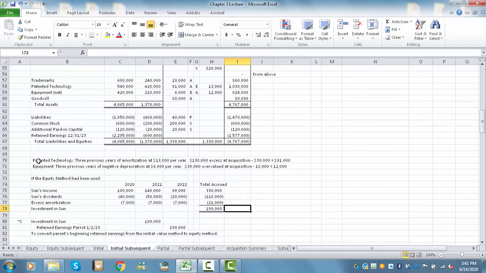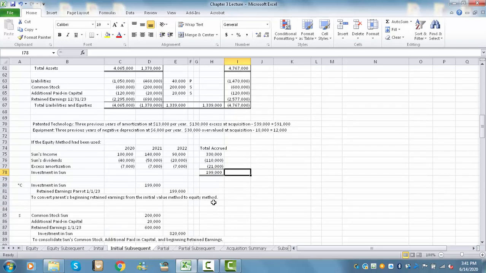and we should make note that patented technology, there were 3 years of excess amortization, so now we're going to increase the value by only $91,000. That's our excess cost here. The equipment went up by $12,000. Then we do our amortization. There's our 199. If the equity method had been used, we would have accrued 199. So now we're going to increase our investment by 199. The retained earnings are going to increase.